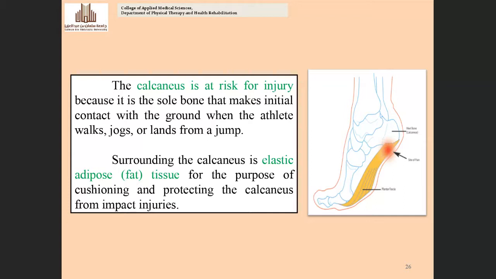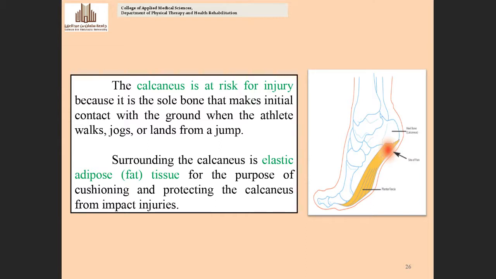In the normal gait, there is a higher probability of injury because the calcaneus is the structure in contact with the floor, with the surface. So the calcaneus is at risk for injury because this is the part contacting the floor. The ground reaction force passes through the calcaneus, so it is more prone to injury at this region. The calcaneus is at risk because it is the sole bone that makes initial contact with the ground when the athlete walks, jogs, or lands from a jump.